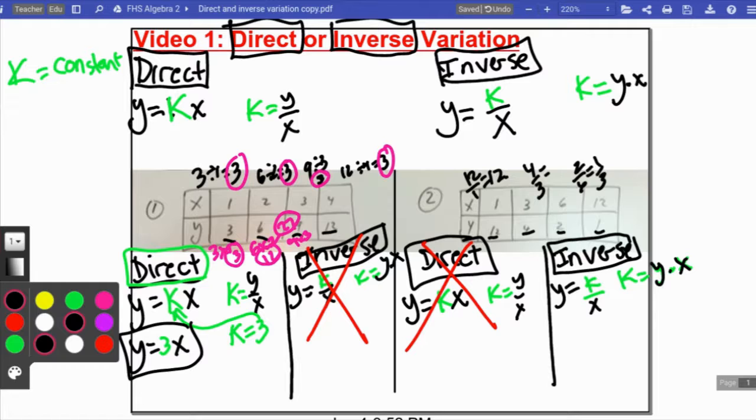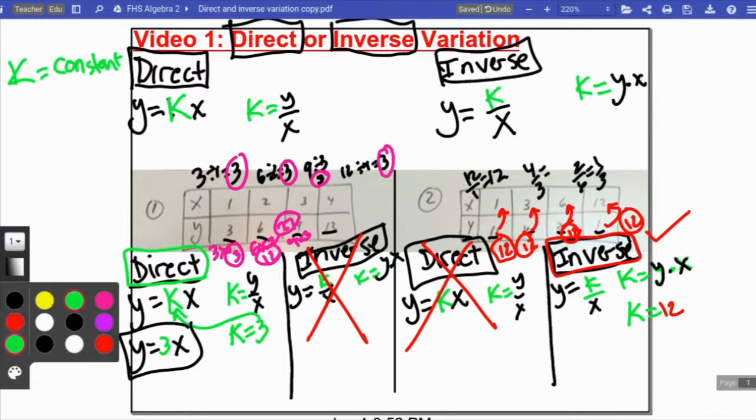All right, let's multiply them. 12 times 1, you get 12. 4 times 3, you get 12. 2 times 6, you get 12. 1 times 12, you get 12. So everything is 12, 12, 12, 12. Ladies and gentlemen, my constant is 12. Therefore, this is an inverse. Everything is 12. So it is inverse.